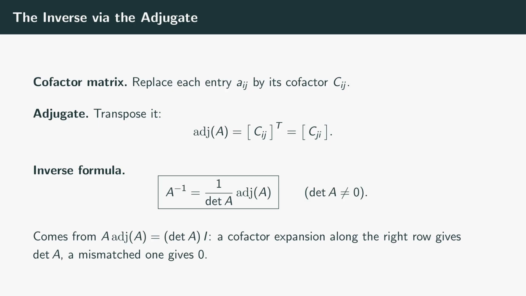Where does this come from? If you multiply A by its adjugate, something clean happens. Expanding along a matching row reproduces the determinant, while expanding along a mismatched row gives 0. That is a hidden identity about cofactors. So A times the adjugate equals the determinant times the identity matrix. Divide through by the determinant and you have the inverse. It is the most explicit inverse formula in all of linear algebra, and you will almost never use it for anything bigger than 3 by 3.